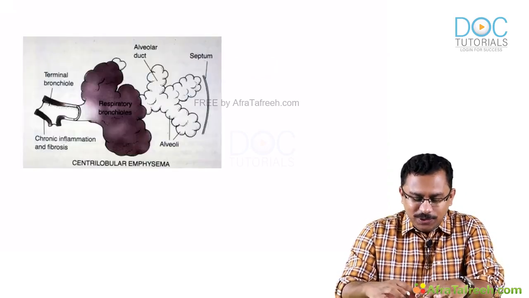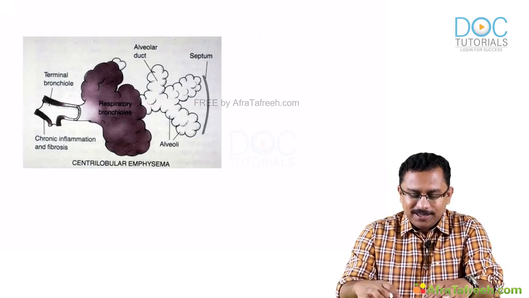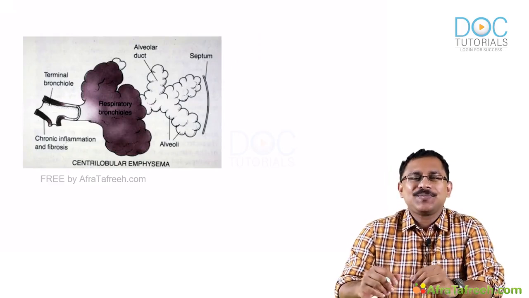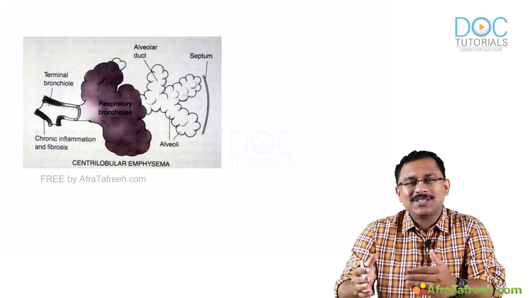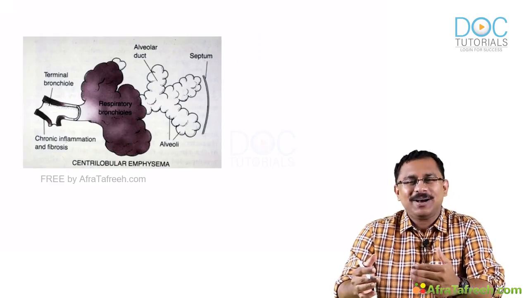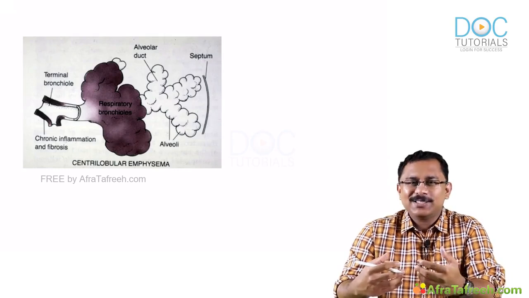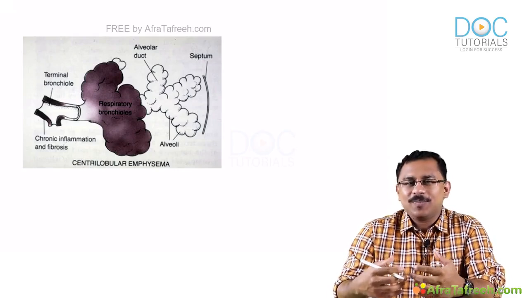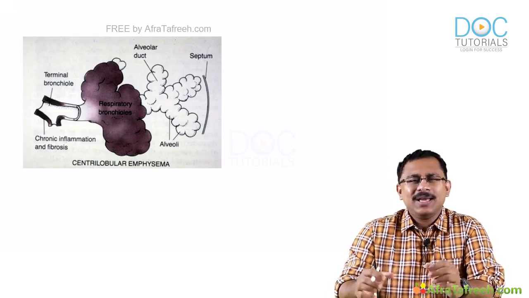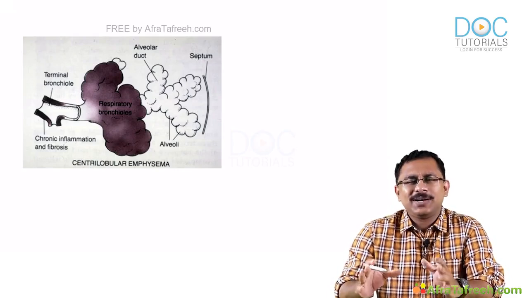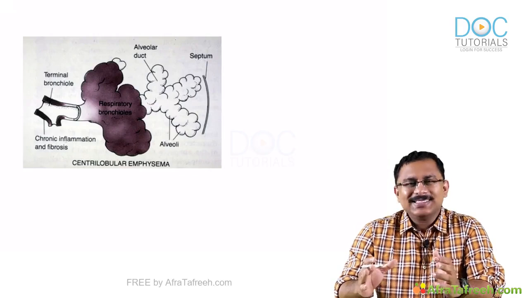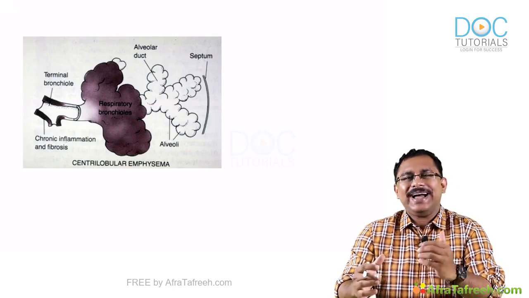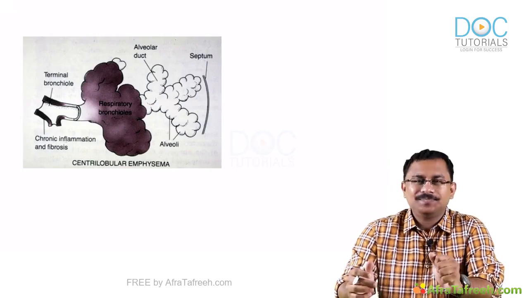So I'm going to take the example of centriacinar emphysema to explain this to you. Why have I chosen centriacinar emphysema? Is it because I have any special liking for it? No, it's because it is the most common pattern of emphysema. Almost 90 to 95% of cases are centriacinar emphysema. So let's learn with that as the prototypical example.